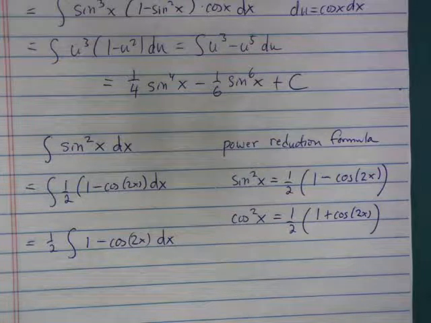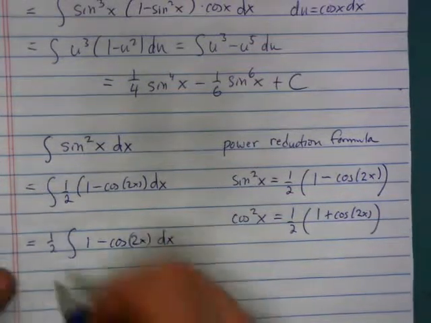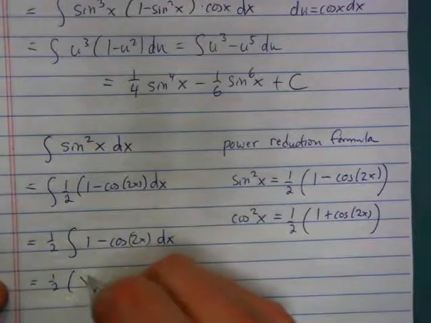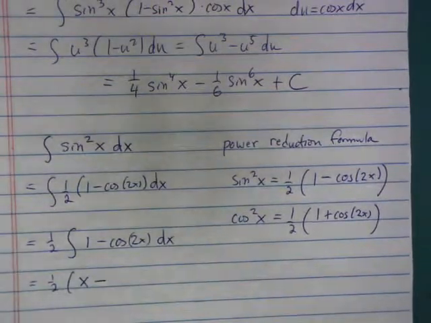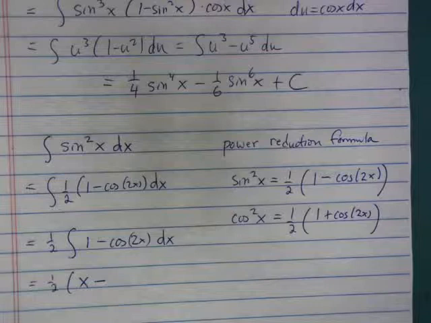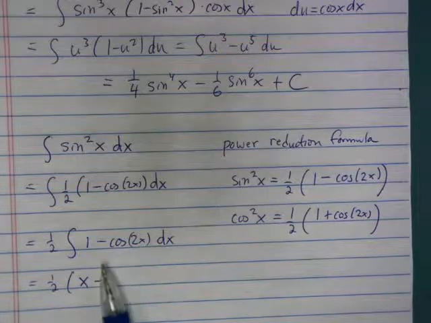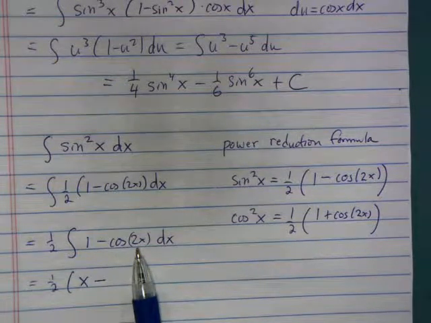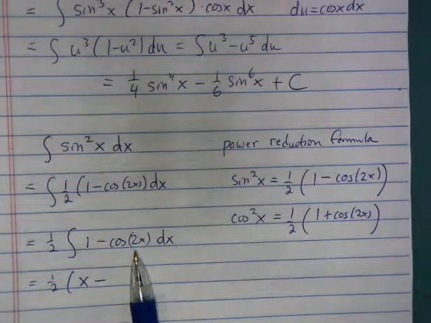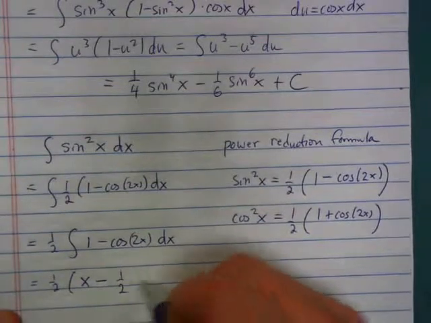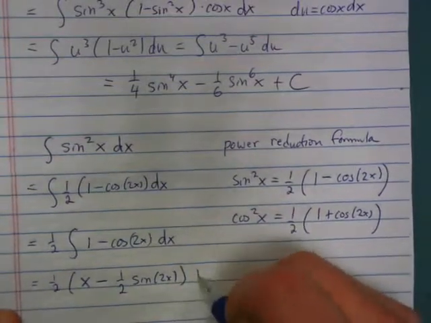What's the integral of 1? x. So that's 1/2 times x minus, what's the integral of cosine 2x? The integral of cosine is sine, but because we have a 2x in here, the antiderivative is divide by 2. So this would be 1/2 sine 2x plus c. There's your answer.